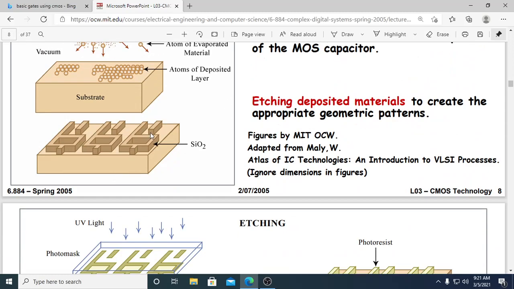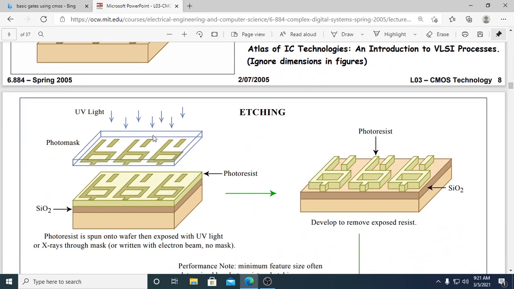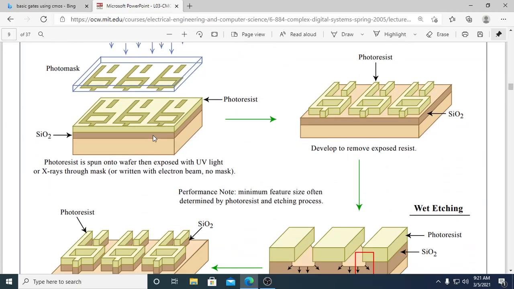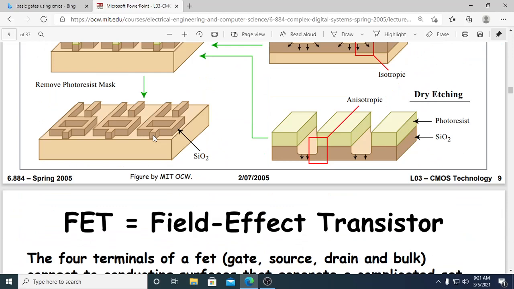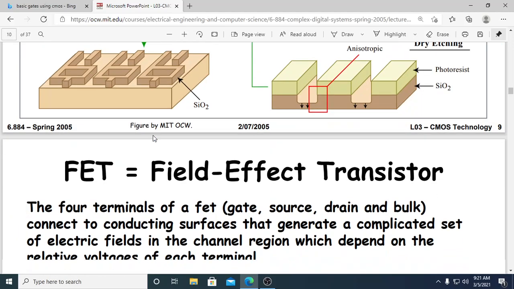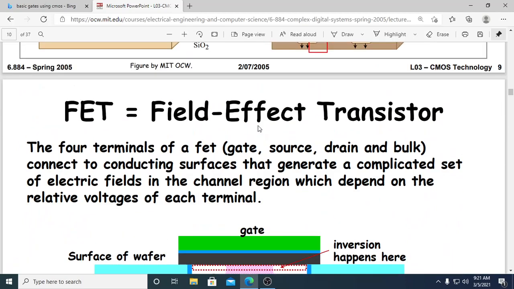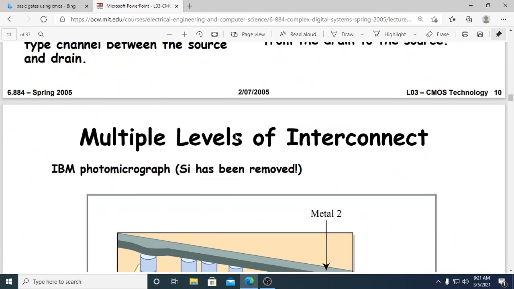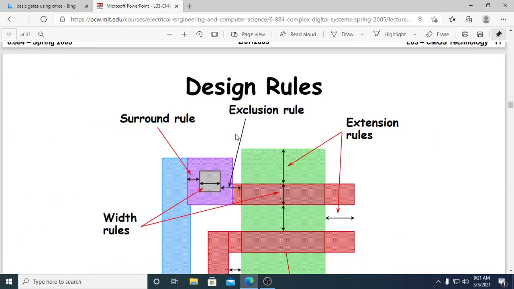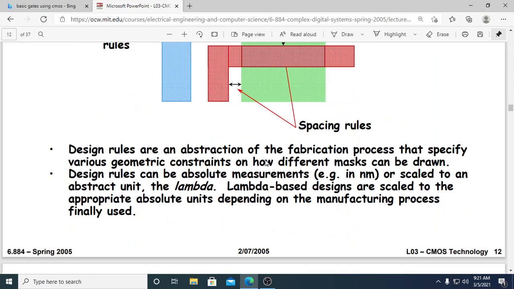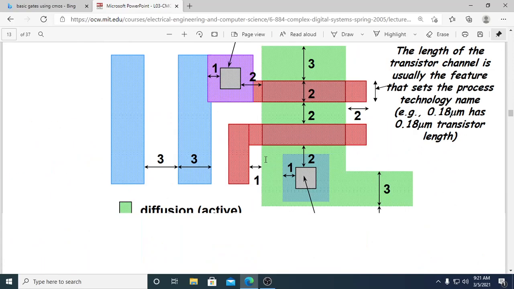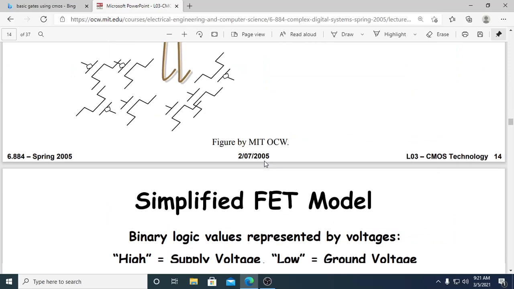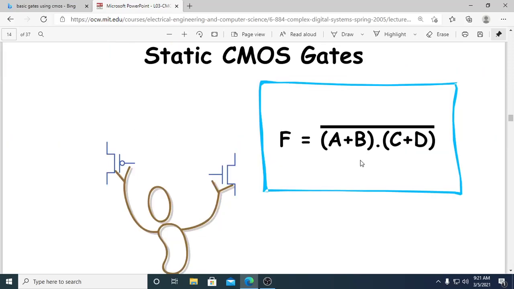We will discuss later how we are etching and everything. In the previous lecture also I discussed these things, and how FETs and MOSFETs work we have already discussed. The design rules, the lambda rule and all that, we will discuss in the next lecture.